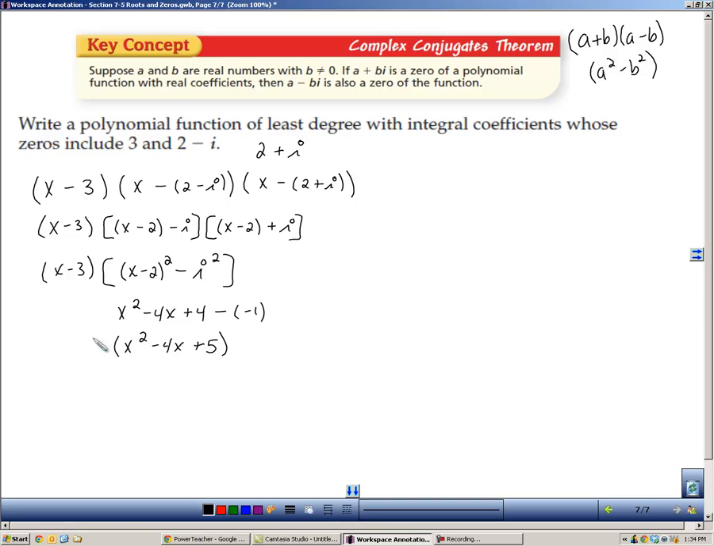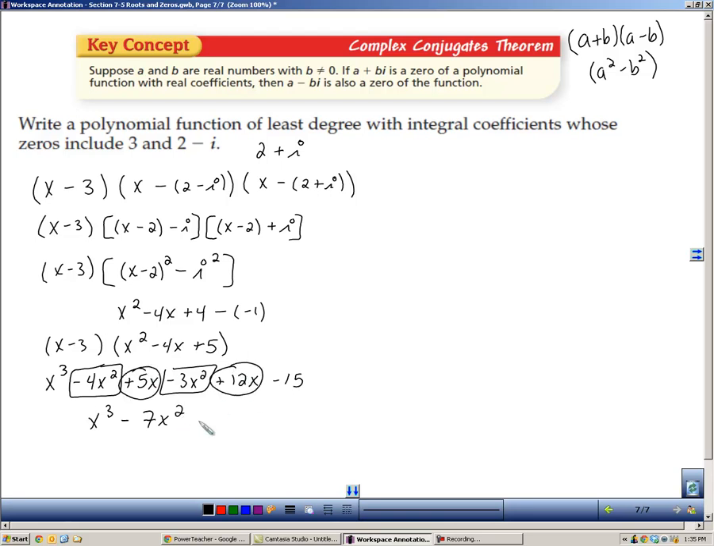And now I'm just going to use regular parentheses because I'm multiplying that still by the x minus 3 in the front. Now I'm going to use the distributive property here. x times x squared is x to the third. x times negative 4x is negative 4x squared. x times 5 is plus 5x. Then negative 3 times x squared is minus 3x squared, negative 3 times negative 4x is plus 12x, and negative 3 times 5 is minus 15. We start with the x to the third power, and then we combine the minus 4x squared and minus 3x squared into minus 7x squared. And then we have plus 5x and plus 12x, which is plus 17x, minus 15.